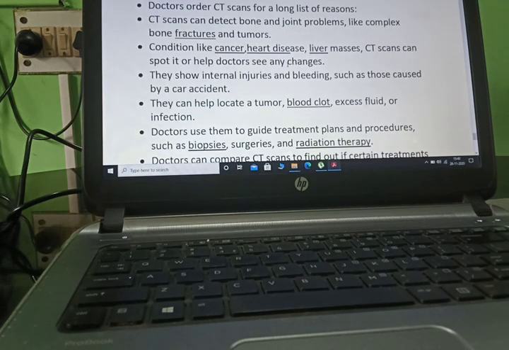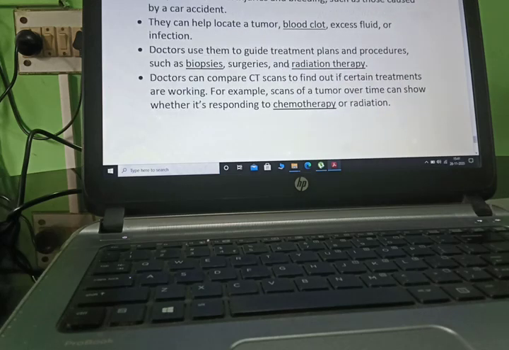Doctors order CT scans for a long list of reasons. It can be joint problems, complex bone fracture, tumors, cancer, heart disease, liver masses. CT scans are useful. They also show internal injuries, bleeding, such as those caused by a car accident, blood clot, excess fluid, some infections. Doctors use them to guide treatment plans and procedures such as biopsies, surgeries and radiation therapy.